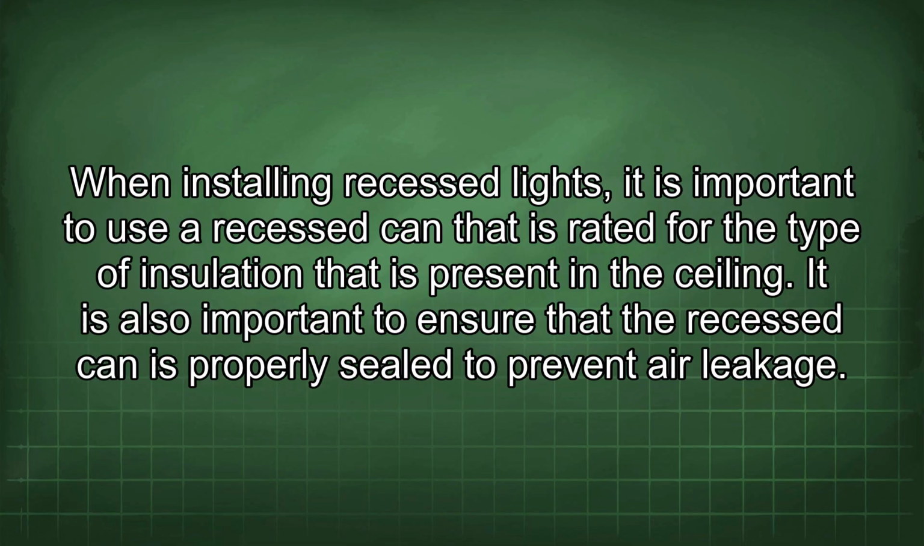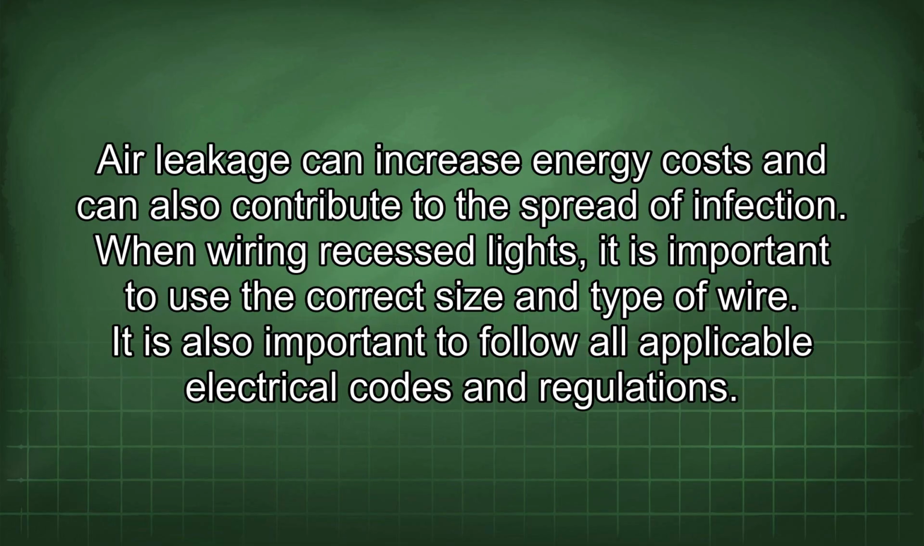When installing recessed lights, it is important to use a recess gun that is rated for the type of insulation that is present in the ceiling. It is also important to ensure that the recessed can is properly sealed to prevent air leakage. Air leakage can increase energy costs and can also contribute to the spread of infection.